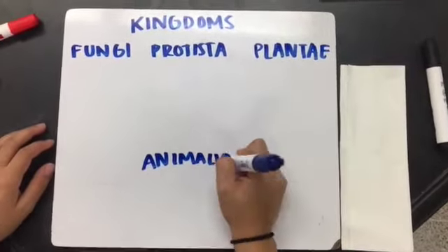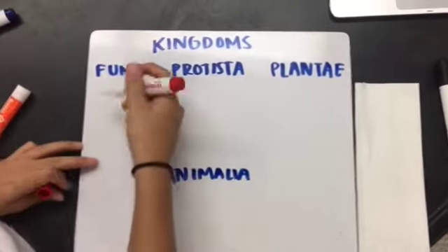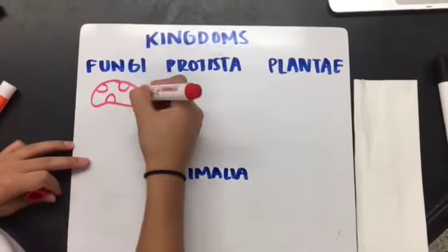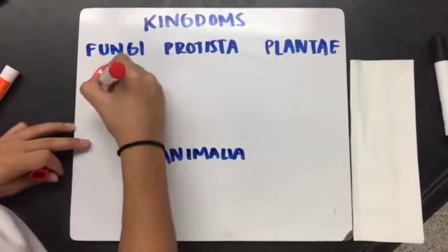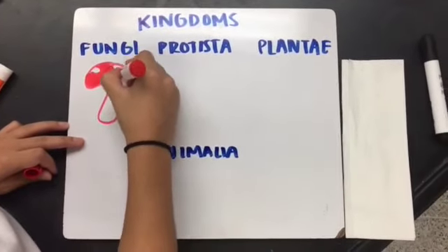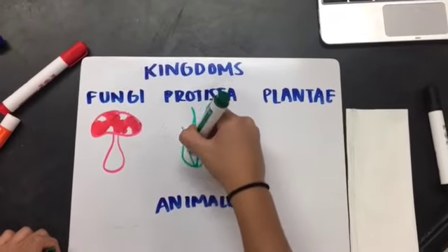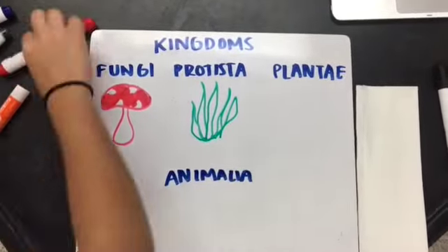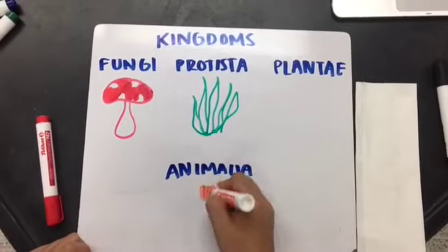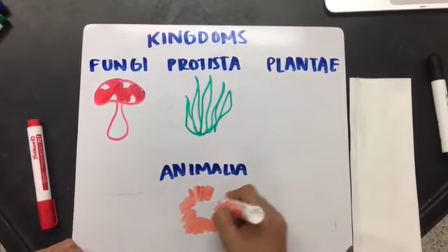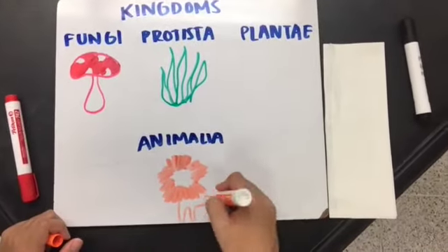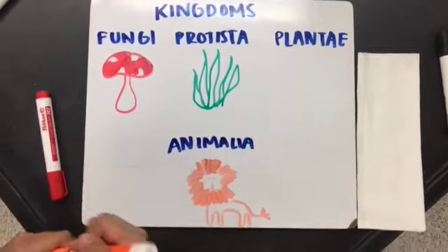Protista are single-celled or multicellular, autotrophs or heterotrophs. Most are microscopic. Some are animal-like, some are plant-like. Plantae are autotrophs, have chlorophyll and go through photosynthesis for energy, and have cell walls. Animalia are heterotrophs that ingest food before they digest. They are multicellular, with no cell wall, no photosynthesis, no chlorophyll.